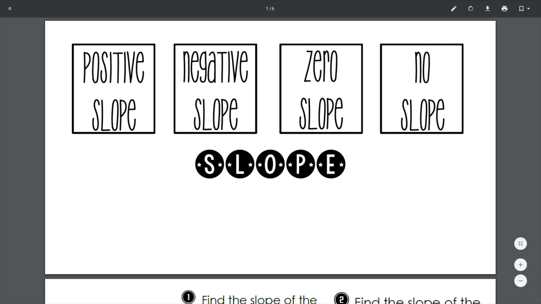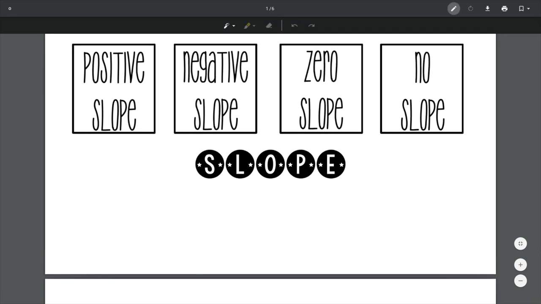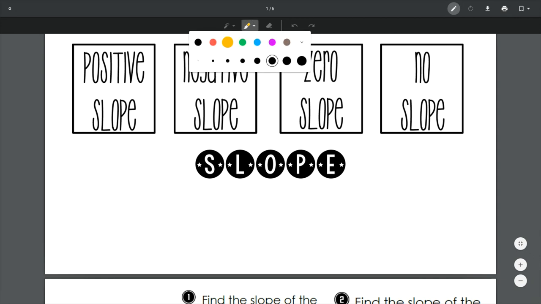We're going to be talking about slope. If you're tuning in, you'll want to remember that we had that little dance that we did in class, and I want you to take a highlighter if you've got one. I'm going to pick a pretty blue.